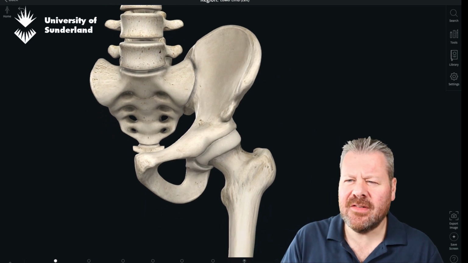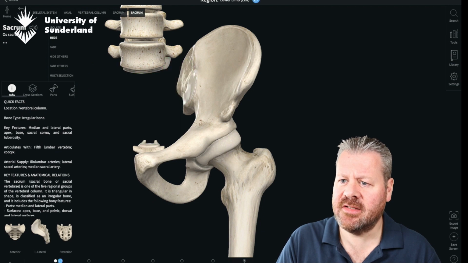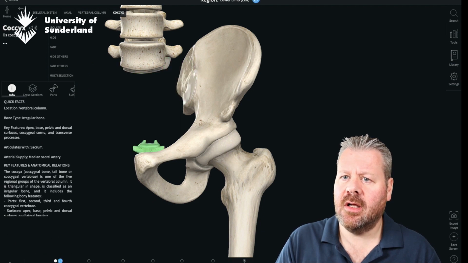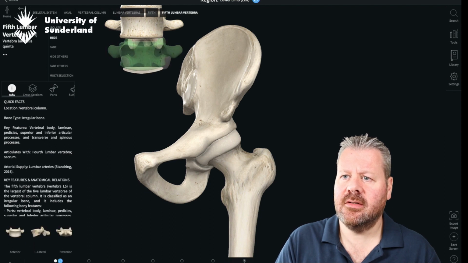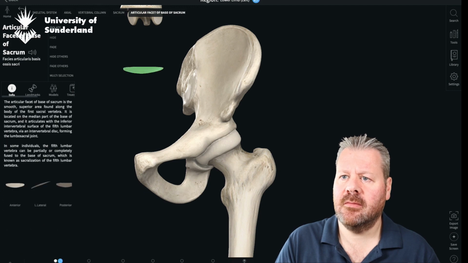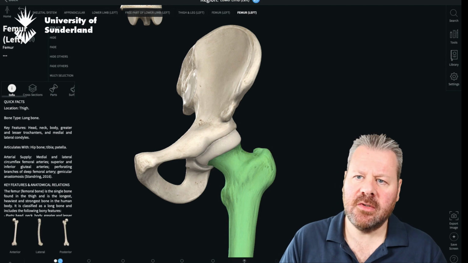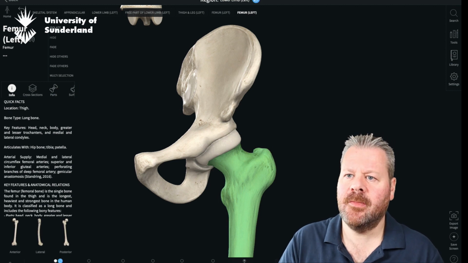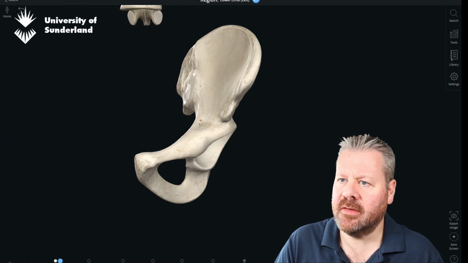So we're going to look at the pelvis first. Let's get rid of some of the other structures in the area. We'll hide the sacrum, and we'll hide the coccyx, and we'll hide some of those vertebrae. Get rid of those facet joints. This of course is the femur, and we'll cover this in a little bit more detail later on. Let's get rid of it for now. So here we are looking at the pelvis.